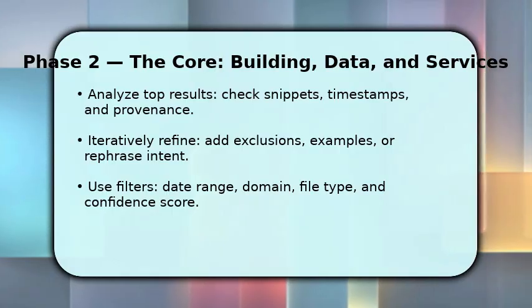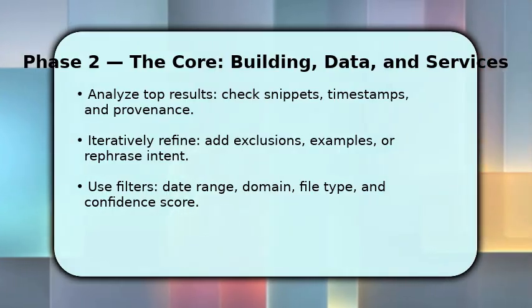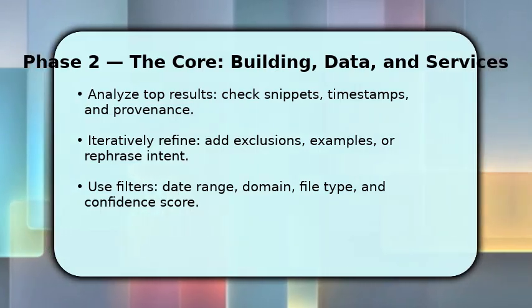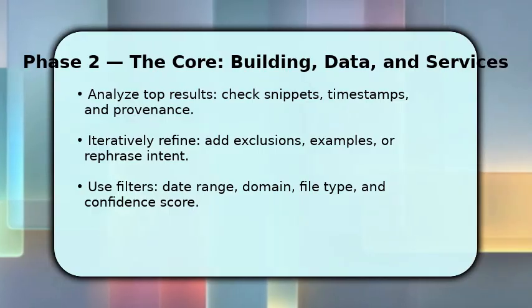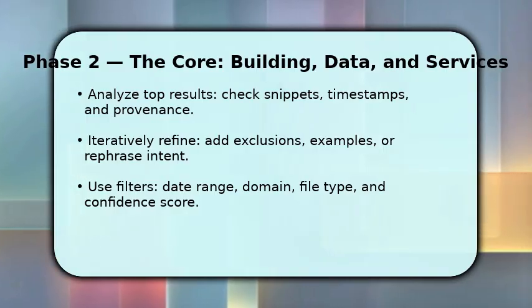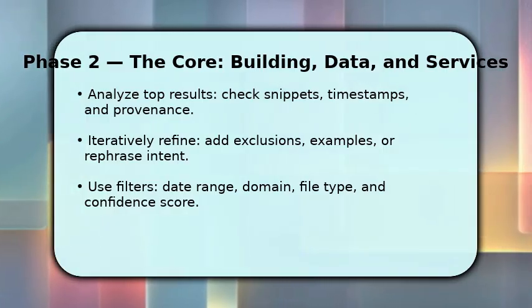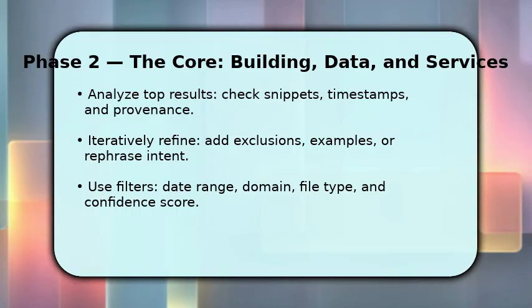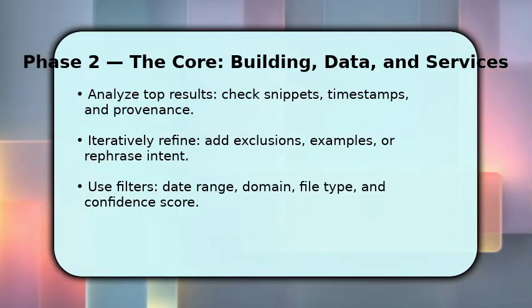Read snippets and metadata, timestamps, authorship, and confidence so you know why a result appears. If the output drifts, iteratively refine by adding exclusions, concrete examples, or rephrasing intent. Small wording changes can sharpen results significantly. Make use of filters like date range, domain restrict, file type, and minimum confidence to cut irrelevant hits.